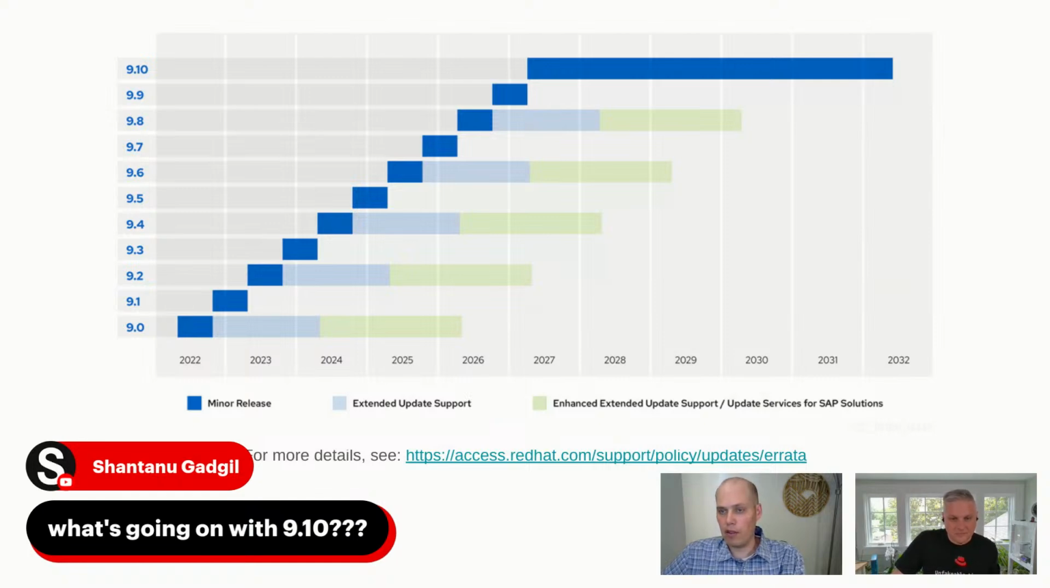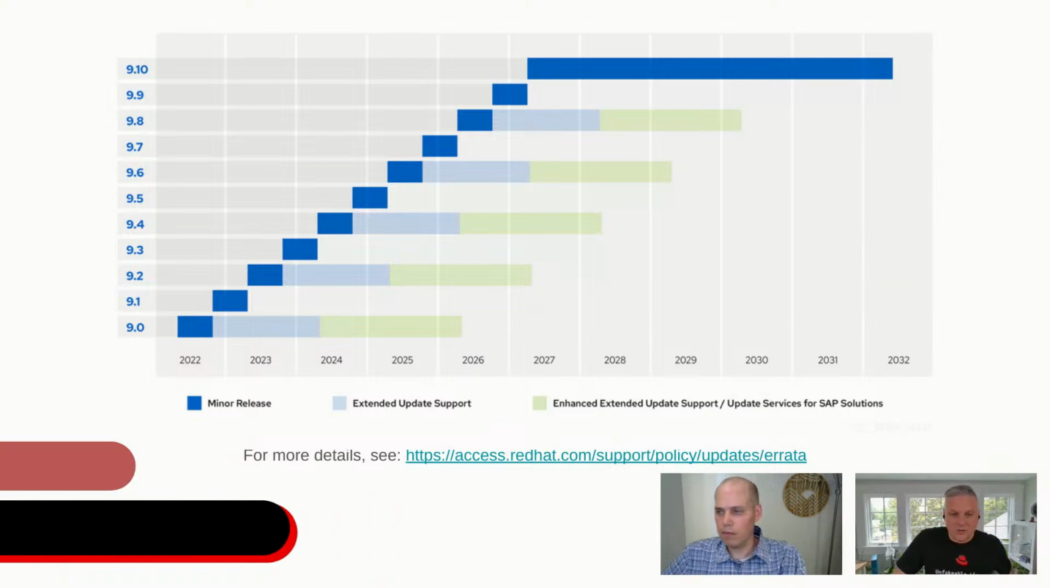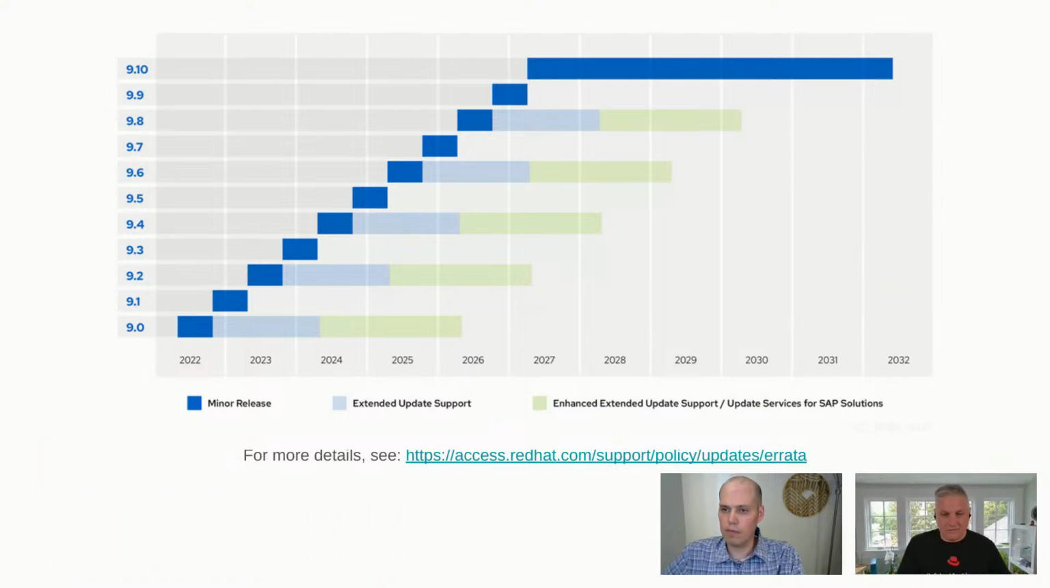Yeah, and then the other question that was asked was, what's going on with 9.10? Why is 9.10 supported for so long here? Can you explain that, Scott? Yeah. So 9.10 is the final minor release of RHEL 9. And so that's when it makes its transition from full support to maintenance support. And so the reason it's that really long bar is because we're not going to make any more of them. And it's in that 5-year maintenance support window.